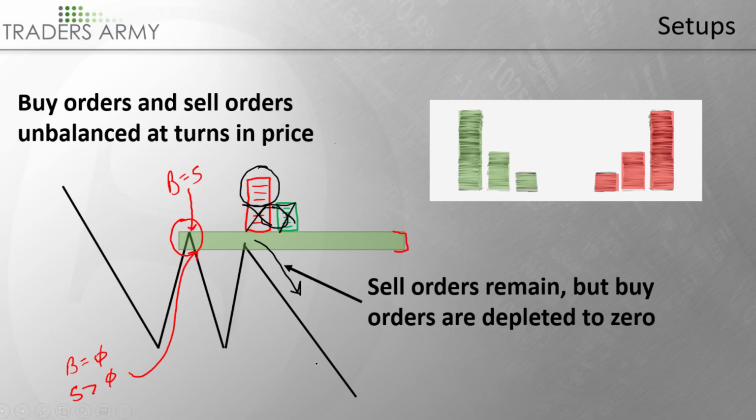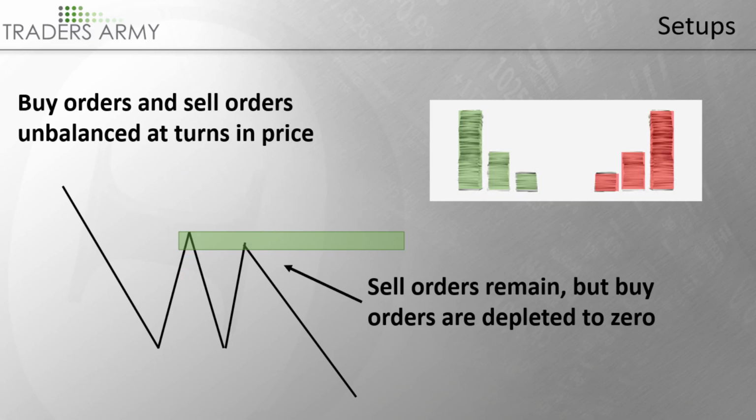So the entry is right when price retests the origin of the move as a potential short opportunity in this case, right? Because right here, there was a certain number of buy orders, but those buy orders were reduced. They were reduced again, and the sell orders remain. There are no more willing buyers, so price falls.